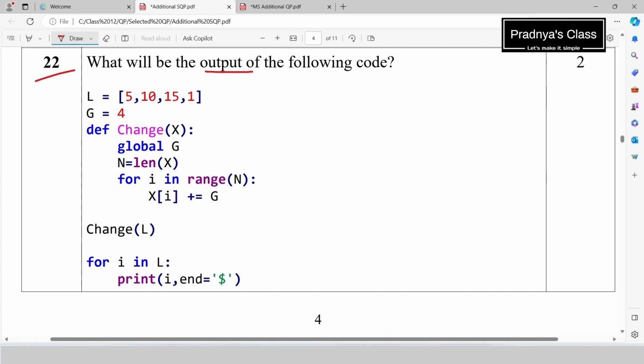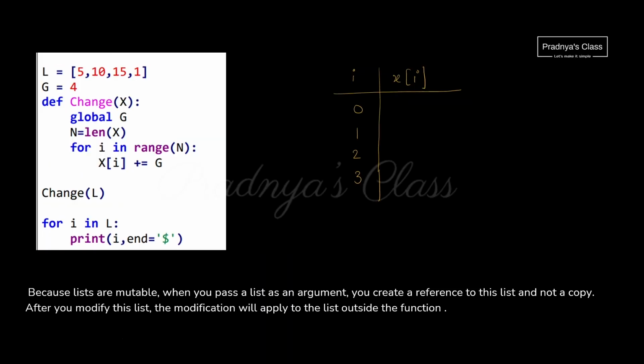What will be the output of the following code? We can find out the output of this code easily with the dry run. So let's go through the code. One list is initialized along with one variable named G. After this, directly the control will come to the call statement. L is getting passed to the user defined function named change. So L will become X. With the global word, we are accessing this variable G inside the function. So the value of G will be 4.